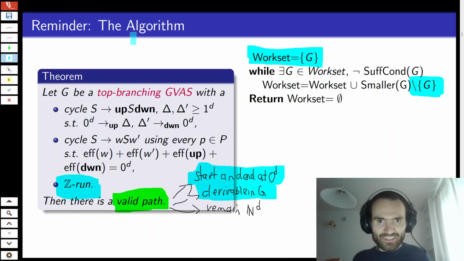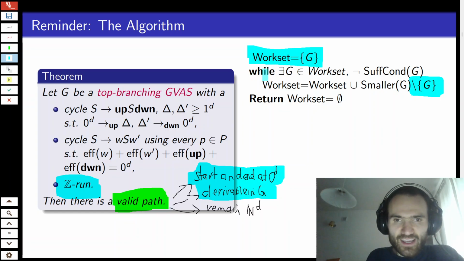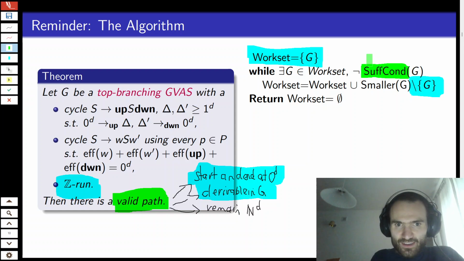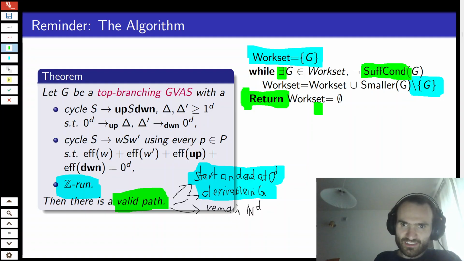Okay, so with this out of the way, let's again look at this algorithm. So we want to decide reachability. How do we do it? Well, we have a sufficient condition, and what are we going to do? Well, we're going to check whether the sufficient condition currently holds for everything in the workset. If the sufficient condition holds for everything in the workset, then the while loop ends, and we return whether the workset is empty or not. Namely, if the workset is non-empty, then we know that there is a valid path because the element of the workset fulfills the sufficient condition. Remember, we have exited the while loop.